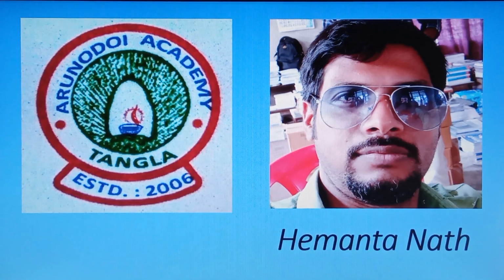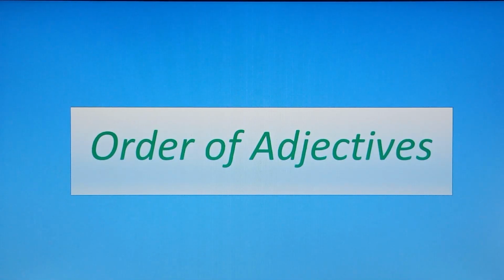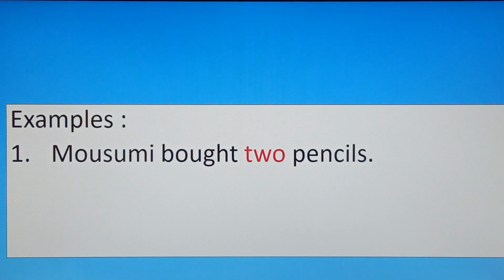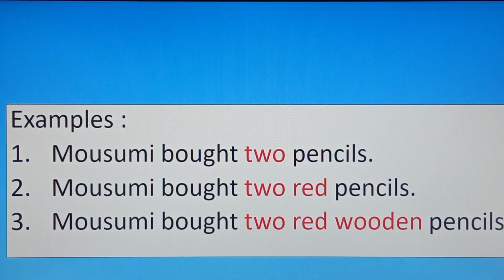Okay, today in this video, we'll discuss the order of adjectives. So let's see these examples. Mosumi bought 2 pencils. Next, Mosumi bought 2 red pencils. Next, Mosumi bought 2 red wooden pencils.